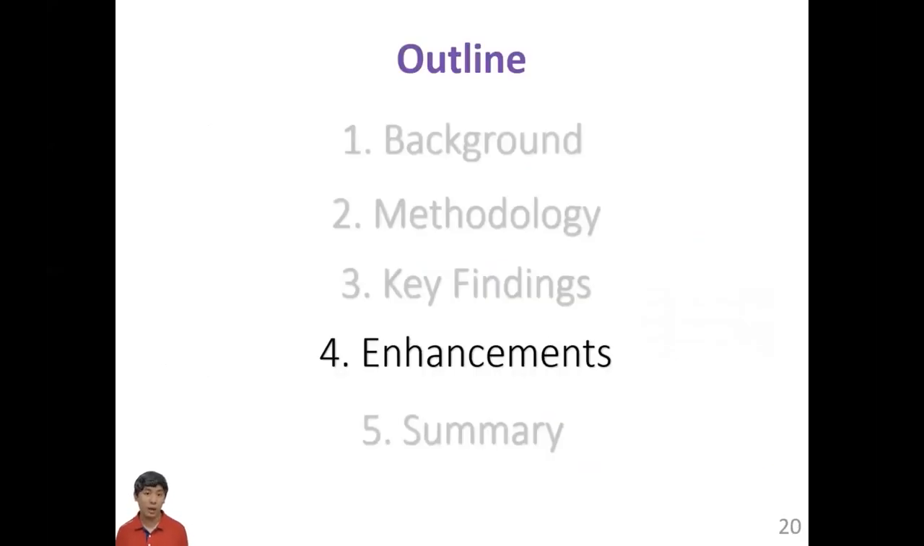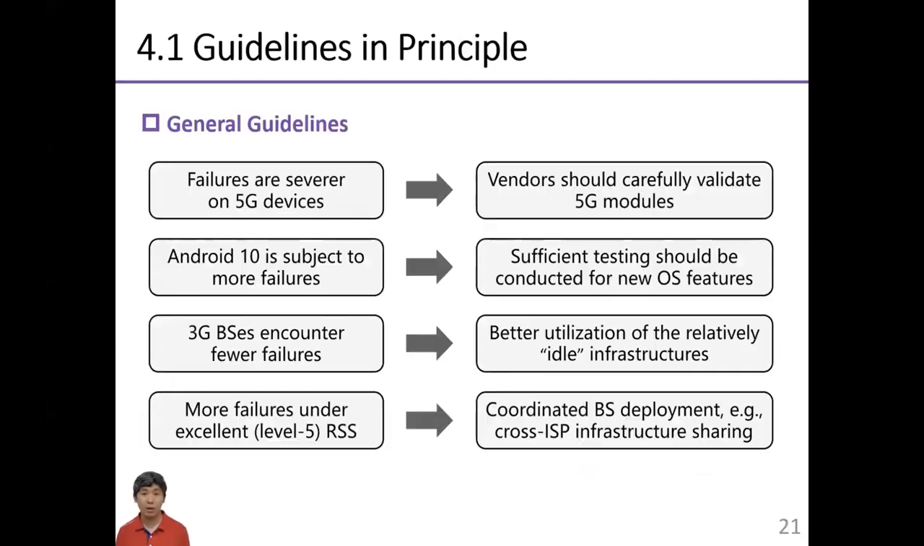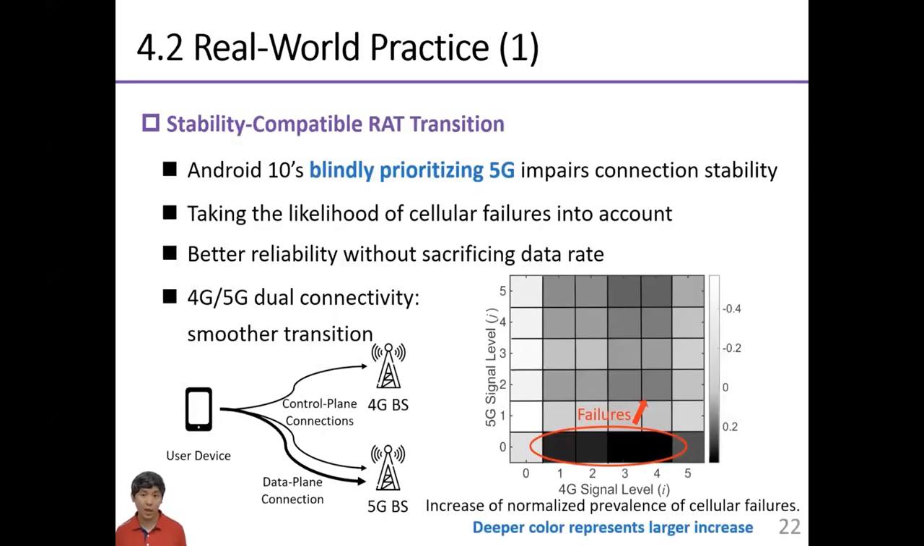With all these findings regarding widely employed techniques today, again we ask, what can we do about cellular failures? Our first idea is to devise general guidelines for the future policies of both phone vendors and mobile ISPs. For example, we advocate the recent campaign of cross-ISP infrastructure sharing, which aims to achieve better coordinated base station deployment among different ISPs. We didn't stop here.